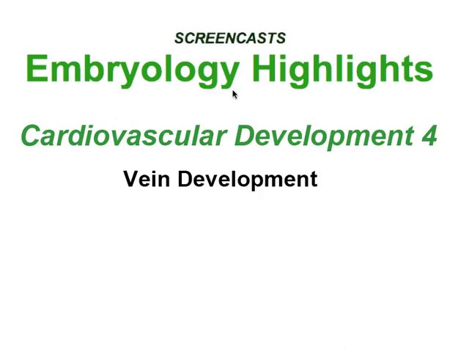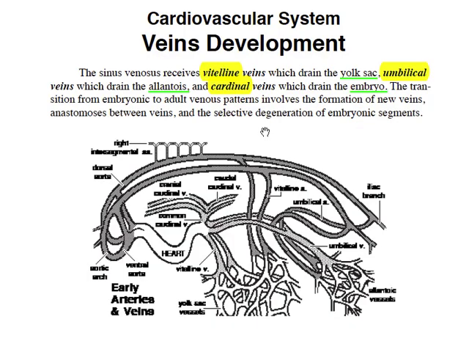This Embryology Highlights screencast, Cardiovascular Development 4, deals with vein development. The embryonic veins that drain into the sinus venosus are the vitelline, which drains the yolk sac, the umbilical, which drains the allantois, and cardinal veins, which drain the embryo itself. The embryonic veins are bilateral.